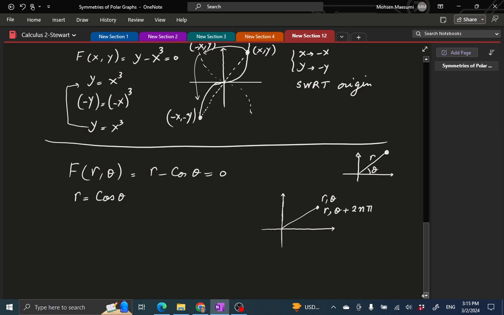N will always be an integer: 0, 1, 2, 3, or minus 1, minus 2, minus 3, and so on. They are all fair game. And then we said, that's not the end of it. Unfortunately, there's even more.